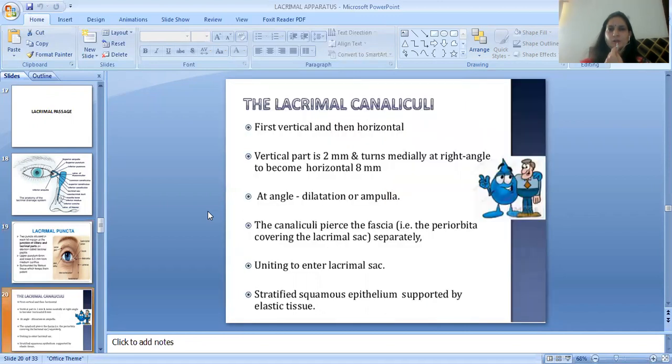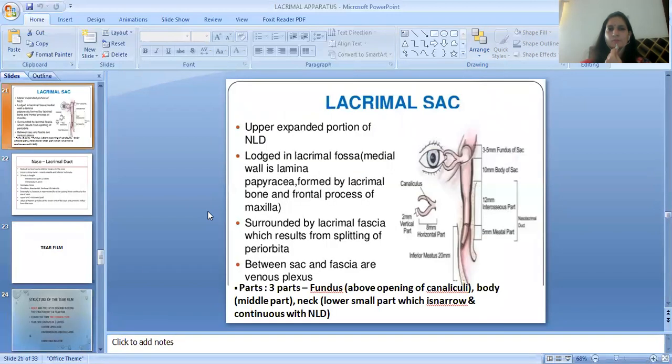The lacrimal canaliculus is first vertical and then horizontal. The vertical part is 2 mm and turns medially at a right angle to become horizontal, 8 mm. At the angle, there is a dilatation which is called the ampulla. The canaliculi pierce the fascia, that is the periorbita, covering the lacrimal sac separately, uniting to enter the lacrimal sac. They are lined by stratified squamous epithelium supported by elastic tissue.